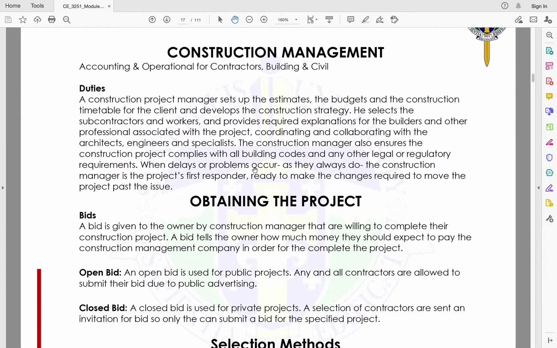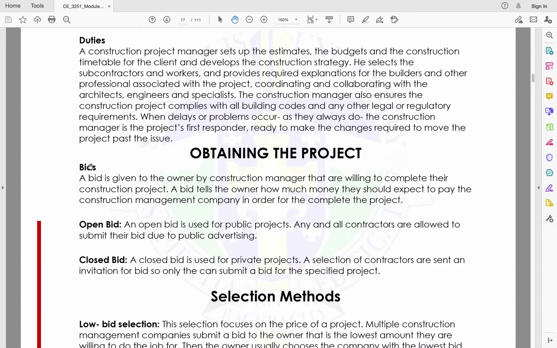When delays or problems occur, as they always do, yes, they always occur. Okay? When you are already on the site. The construction manager is the project's first responder, ready to make the changes required to move the project past the issue. So as a construction manager, it is your duty to solve the problem, and in doing so, dapat you need to consider the best interest of the project itself. Okay?